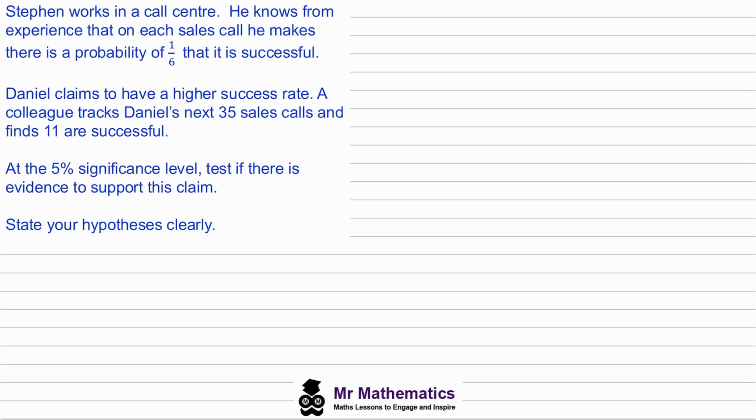So we'll state H0 as P equals 1/6 and H1. And because we want a higher success rate, H1 is P greater than 1/6. X is distributed binomially with 35 trials and a probability of 1/6.